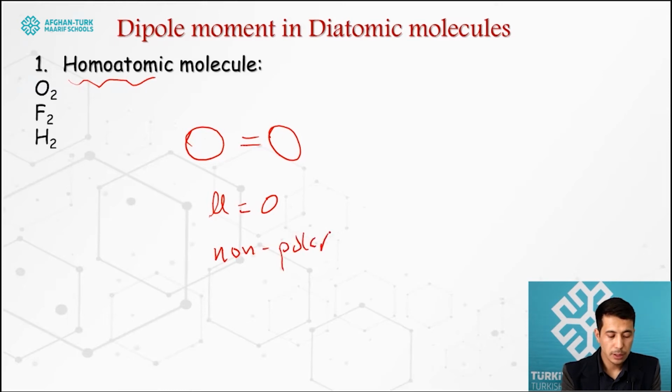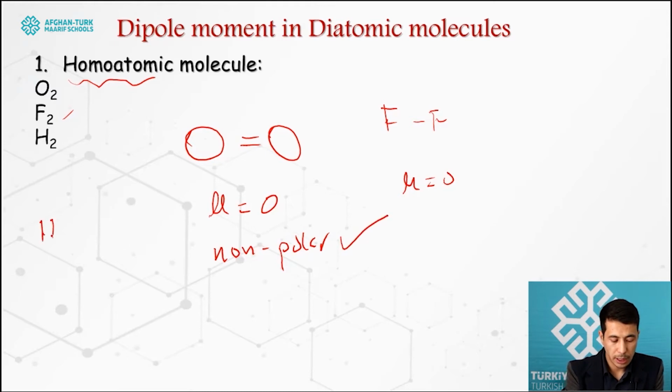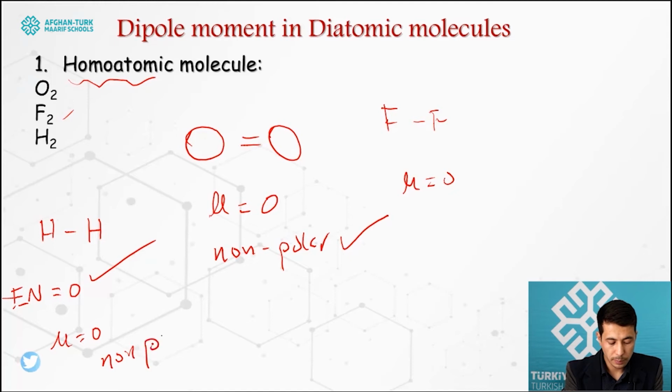Non-polar. Okay. So the next one is fluorine. For fluorine, we know that there is a single bond between fluorine and fluorine, and the electronegativity difference between them is 0 because 4 minus 4 makes 0. So in this case, its dipole moment will be equal to 0. It is also a non-polar molecule. What's the third one? Hydrogen. Hydrogen, single bond, hydrogen. Over here, the electronegativity difference is also 0. So we can say that mu is equal to 0. It's also a non-polar molecule.